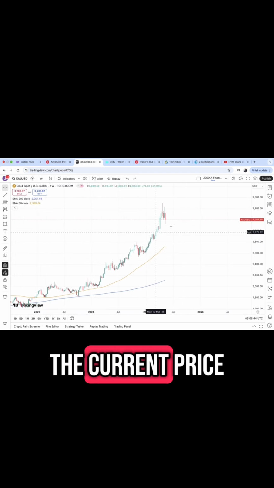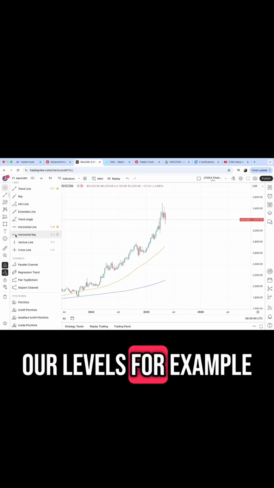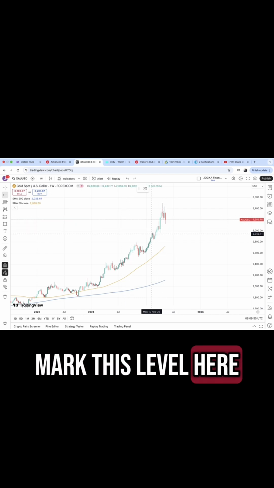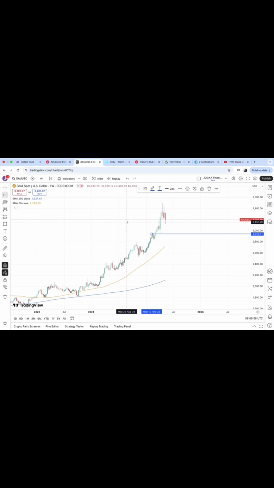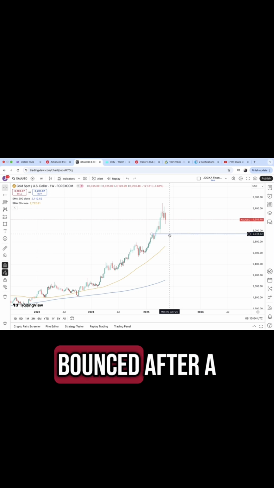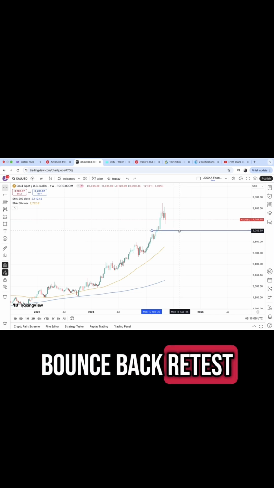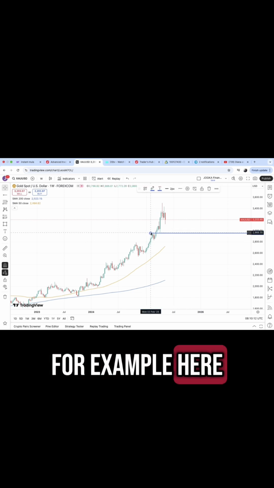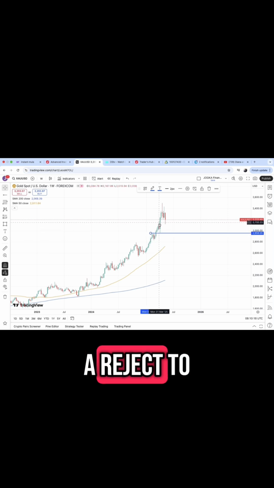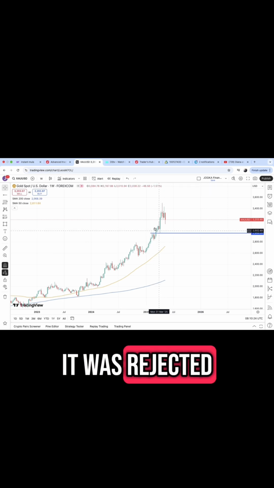So now here we're going to mark our levels, because we're going to look at the current price and where gold is playing. Let's try to mark our levels. For example, let's use horizontal ray. Let's mark this level here. When you look at this level, it shows that gold bounced after breakout. We are observing a bounce back, retest and bouncing. For example, this was a previous resistance which was broken, and we saw a reject to retest on this level. This level has been marked, and we saw it was rejected after retest.